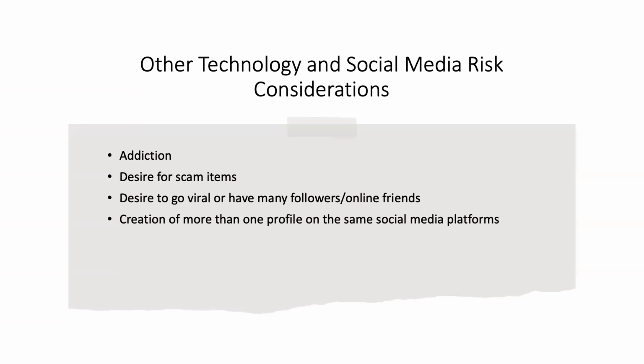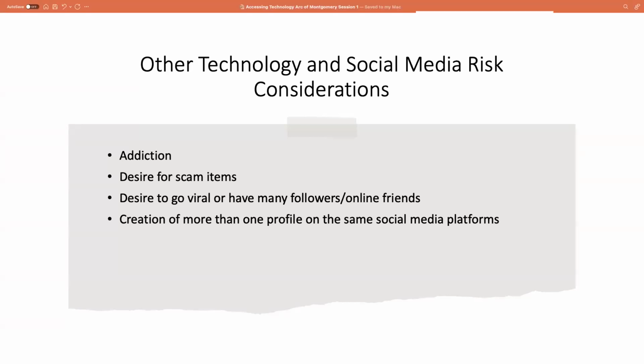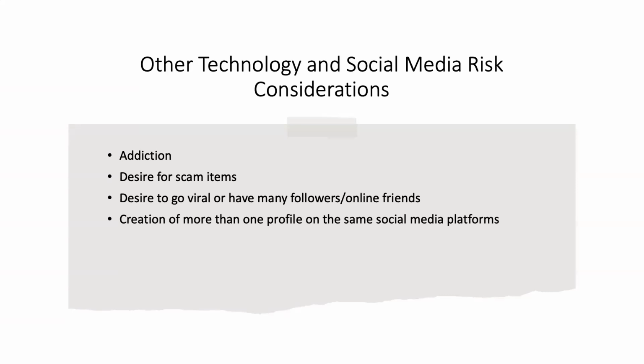Another one is this concept of going viral. If you have children or clients or students who are younger, they might have this desire to go viral, be an influencer, because everyone their age is doing that right now. So they might be adding all those strangers to have as many followers as possible. They might be doing more videos to be able to go viral.